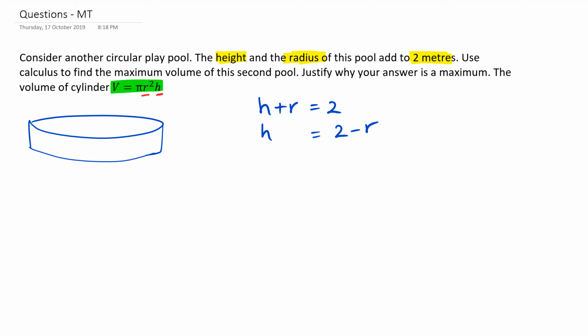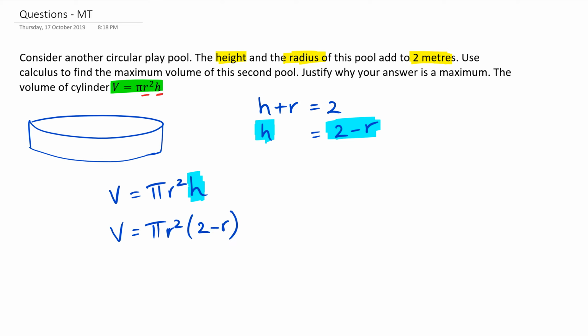Once we do that, we can get rid of the h in the volume formula, because the volume of a cylinder is pi r squared h. Because we showed that h is equal to 2 minus r, we're going to get rid of this h and replace it with pi r squared multiplied by 2 minus r.